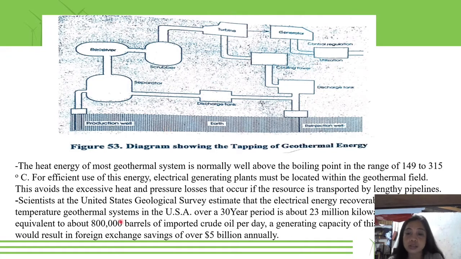Scientists at the United States Geological Survey estimated the electrical energy recoverable from high-temperature geothermal systems in the USA over a 30-year period is about 23 million kilowatts of energy, equivalent to about 800,000 barrels of imported crude oil per day. A generating capacity of this magnitude would result in foreign exchange savings of over $5 billion annually.